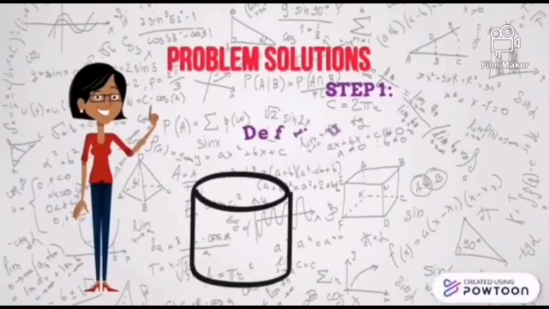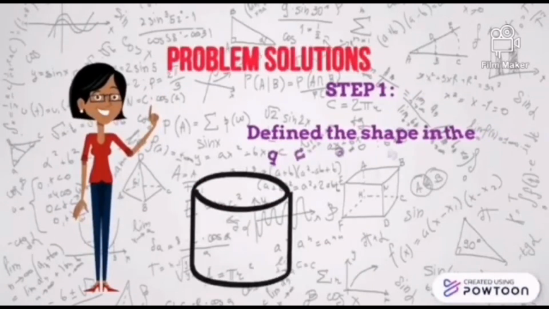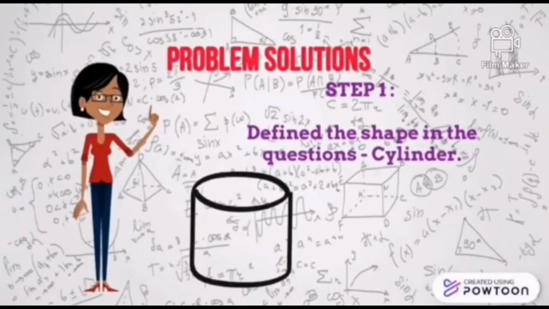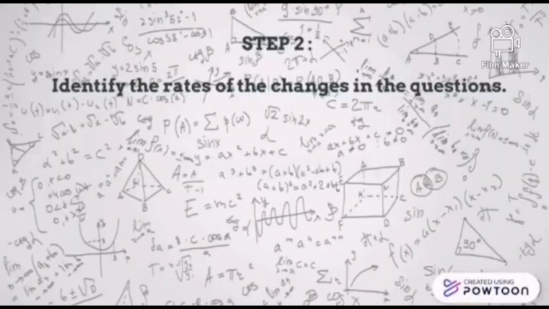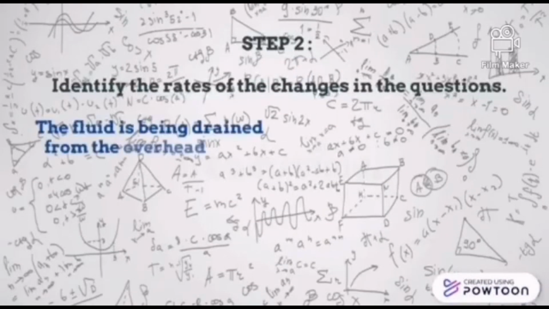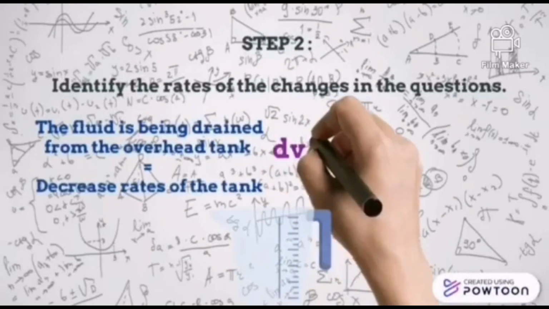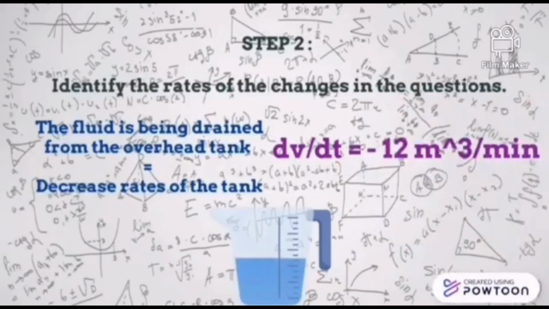Problem solution. Hello, I'm Atis. I will explain to you all the steps on how to solve this problem. First step, we will identify the shape in the question, which is a cylinder. Next, we will identify the rate that has been given, which is 1.2 cubic meters per minute. It will be negative because the fluid is being drained, so the water will decrease.